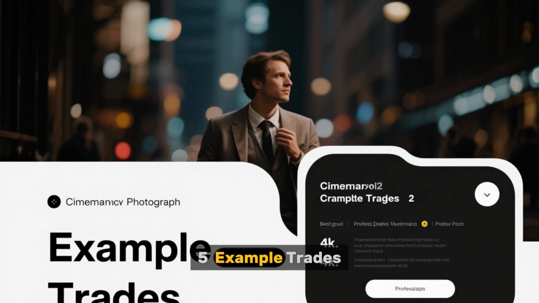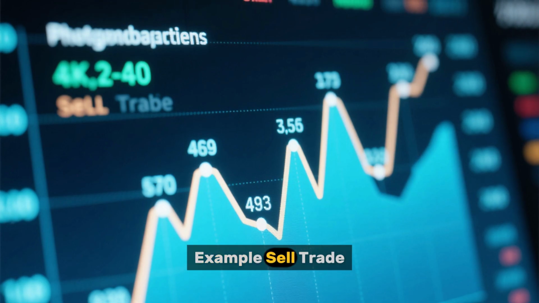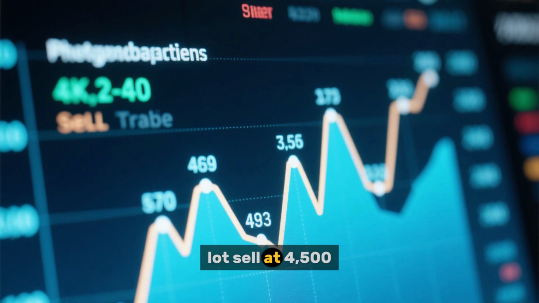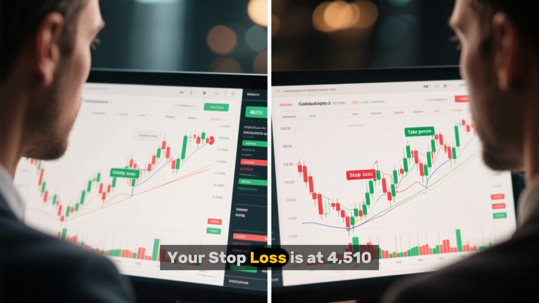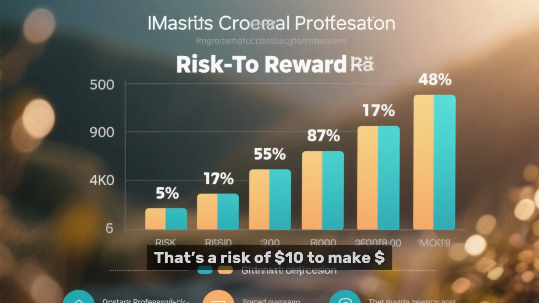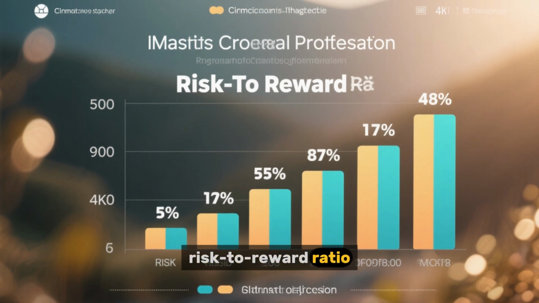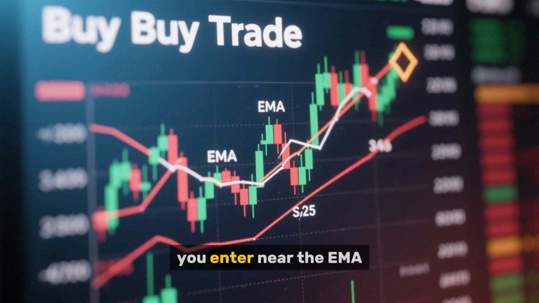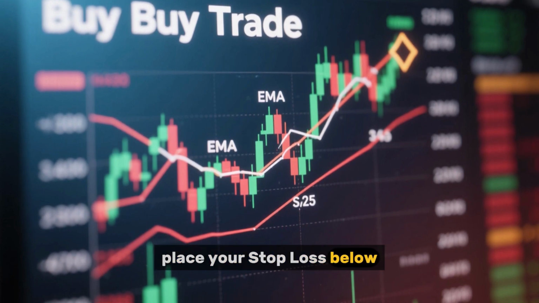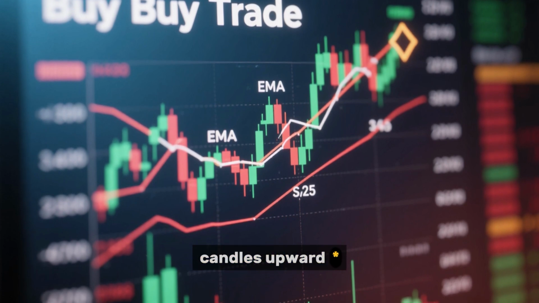5. Example trades. Let's see how this works in action. Example, sell trade. With a $200 account, you take a 0.2 lot sell at 4,500. Your stop loss is at 4,510 and take profit at 4,080. That's a risk of $10 to make $20, a perfect 1:2 risk-to-reward ratio. For a buy trade, you enter near the EMA 50 when RSI shows oversold, place your stop loss below the last swing low, and aim for 10 to 20 candles upward.